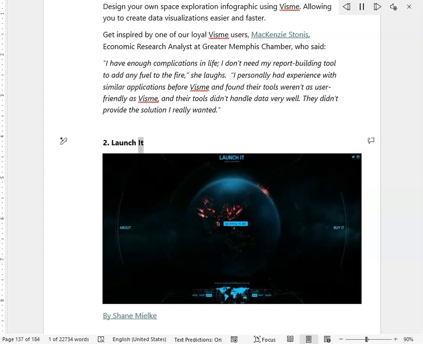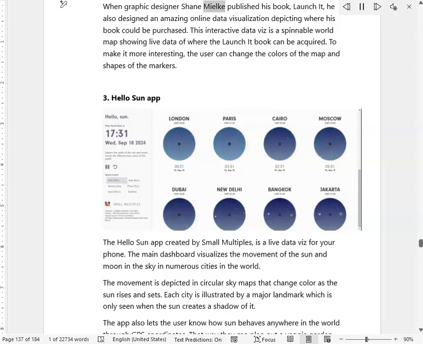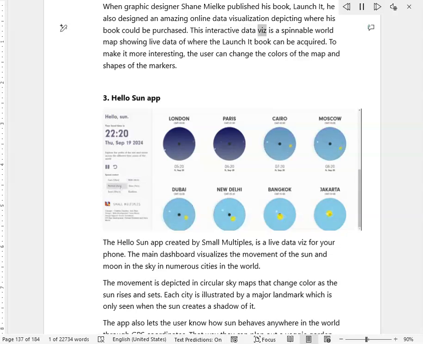2. Launch It by Shane Mielke. When graphic designer Shane Mielke published his book, Launch It, he also designed an amazing online data visualization depicting where his book could be purchased. This interactive data viz is a spinnable world map showing live data of where the Launch It book can be acquired. To make it more interesting, the user can change the colors of the map and shapes of the markers.